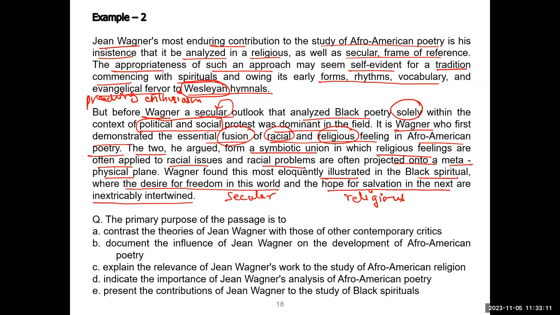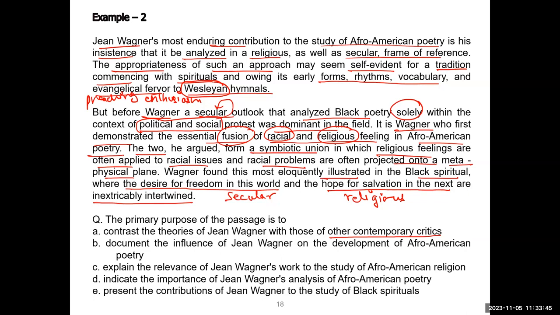Yes, sir. Now, the question is, what is the primary purpose of the passage? Option A: the primary purpose is to contrast the theories of Jean Wagner with those of other contemporary critics. Does he want to contrast the theories of Jean Wagner with other contemporary critics? No, sir. He has not talked about any other person in this. Do we know about any other contemporary critics? No, sir.